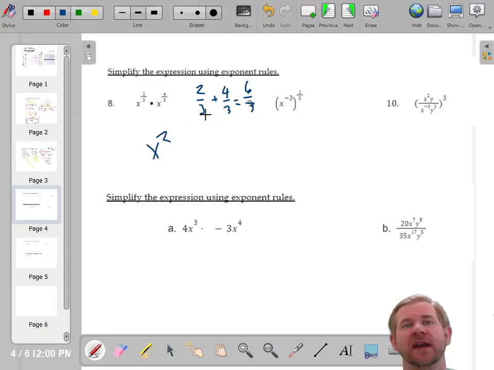Okay, when you add fractions, the denominator stays the same. 2 plus 4 is 6. Okay, so 6/3, that's just x squared. So that comes out to x squared.